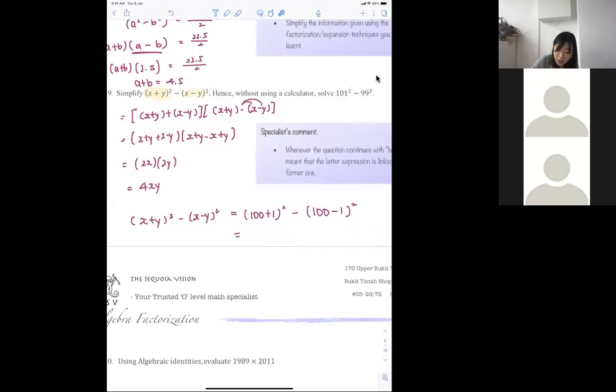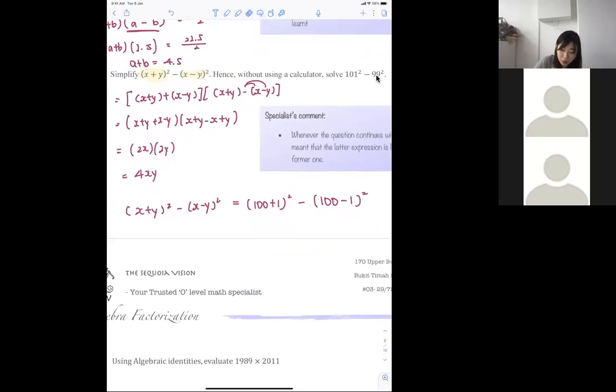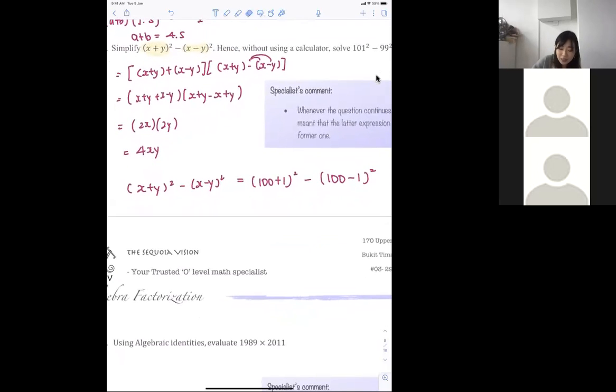Okay, so looking at now your left side and right side, I think you can tell me already what is x and what is y, right? This is x plus y square, something plus something square, minus x minus y square, something minus something square. So can you see that my x is 100, okay? And my y is 1. Okay, so x is 100, my y is 1.